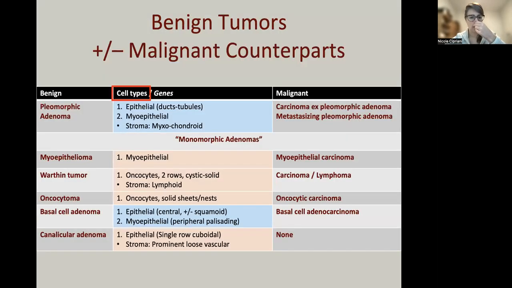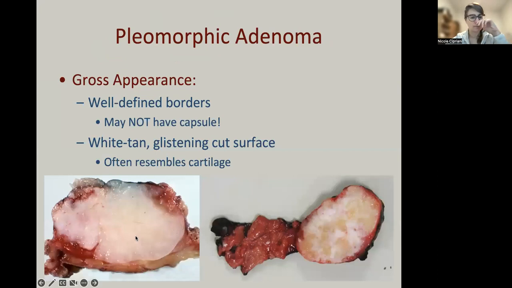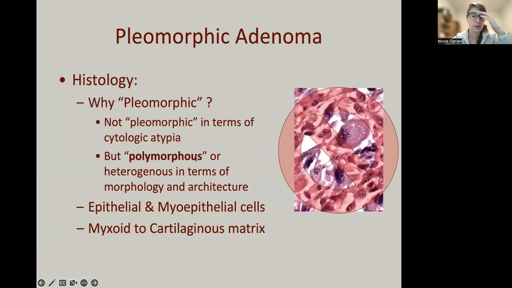So I'm going to start with the benign tumors that also have malignant counterparts. What used to be called in the literature monomorphic adenomas, in the 70s and 80s, we now can sort out into various discrete histologic types. Pleomorphic adenoma we'll start with and spend a bit of time on because you'll see this most frequently. Grossly, the edge is well defined. It often has a white, tan, glistening cut surface that often resembles cartilage because, as you'll see, this often has a chondroid stroma.